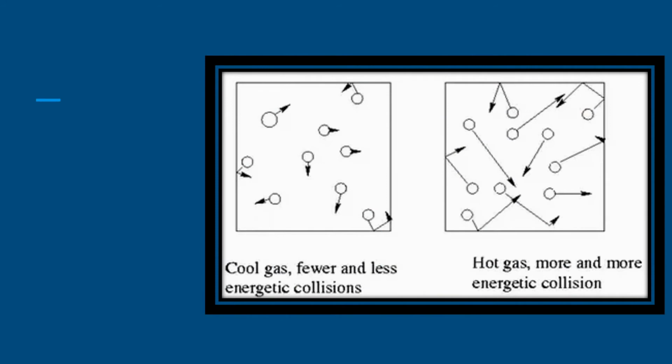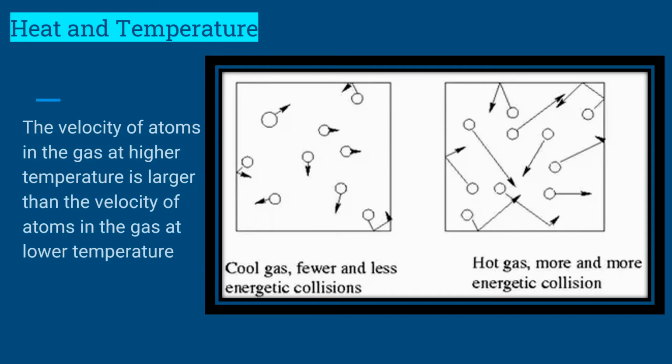Let us take a look at two gas chambers, one at high and another at low temperature. The direction of the arrows shows where they are moving, and the magnitude is the length of the arrows. So the velocity of atoms in gas at higher temperature is larger than the velocity of atoms in gas at lower temperature.